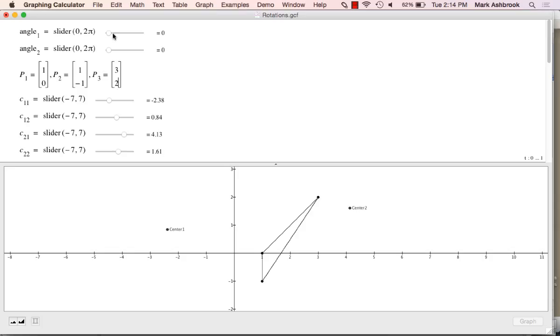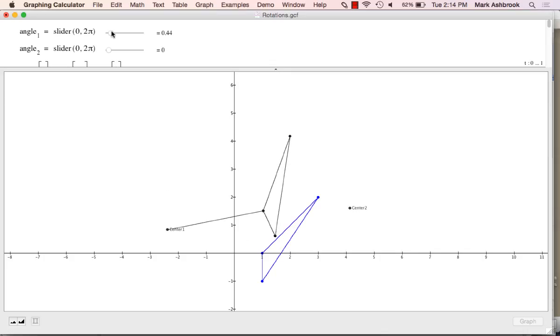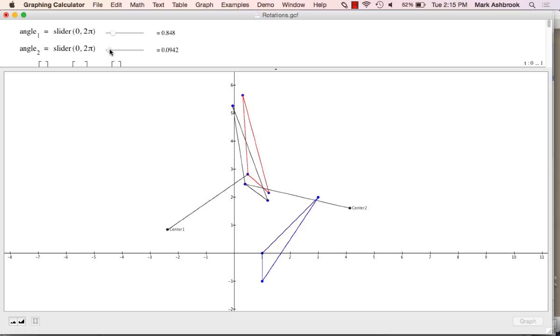And then again, angle 1 is going to rotate it about the first center, and once you decide on a spot that you like, then angle 2 will take that rotated image and rotate it about center 2.